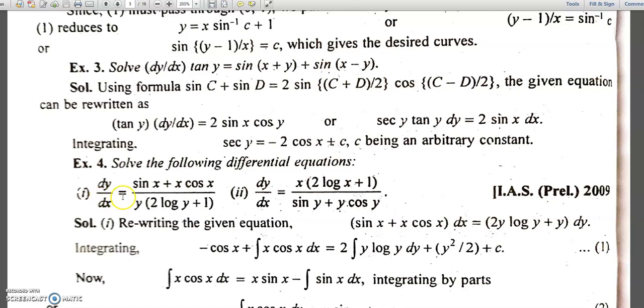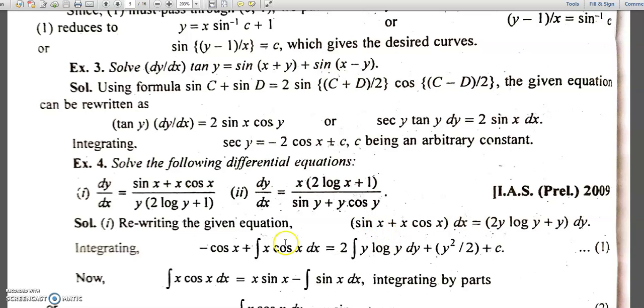So dy/dx equals (sin x + x cos x) / (y(2 log y + 1)). By seeing the problem, you see that the function of x is in the numerator and the function of y is in the denominator, so these functions are already separated. Now what we need to do is take the function of y along with dy, and the function of x along with dx. So do it and then integrate.